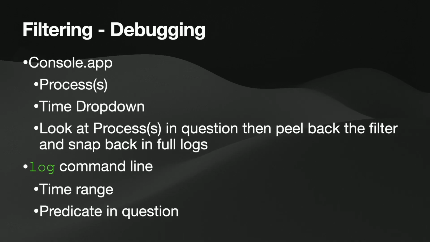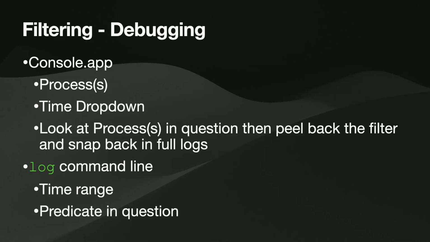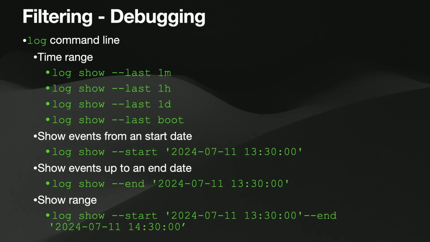For the log command, we'll need to know the time range we want to look at, because otherwise it's going to be a huge, long command that comes back, like you'll see in a video example in just a second. And the predicate in question. What process are we looking for? So within the log command, you could look at 1 minute, 1 hour, 1 day, or one of my personal favorites is since last boot.